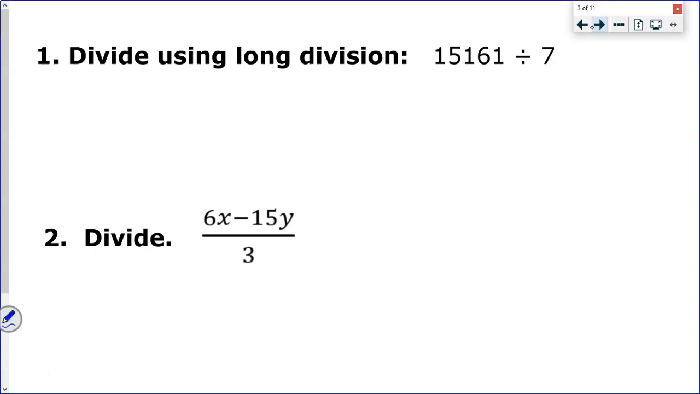So we're going to do division today. It's called long division with polynomials. So the first thing I want to do is review long division. So when we do long division, we put this number under here, right? And then we put that number there.